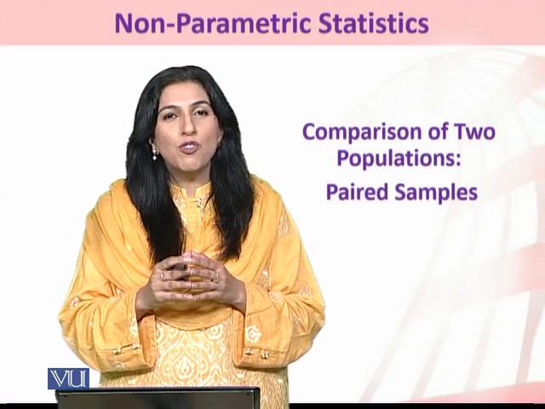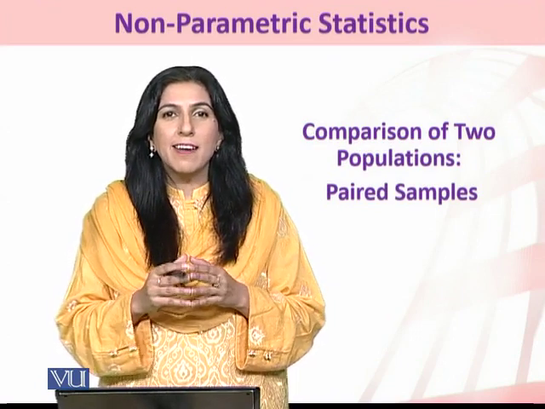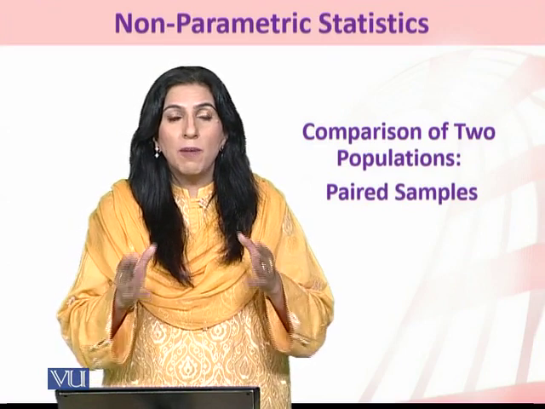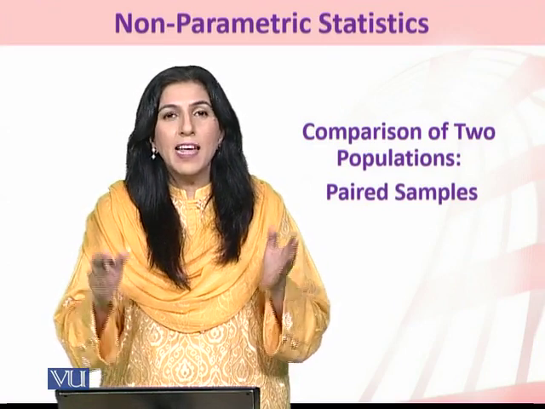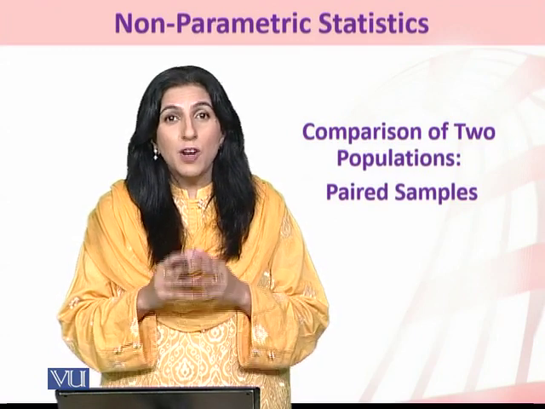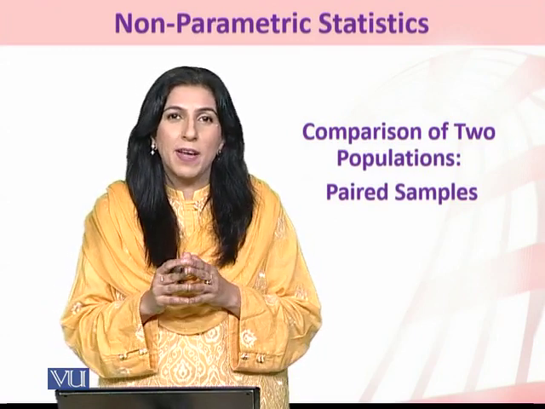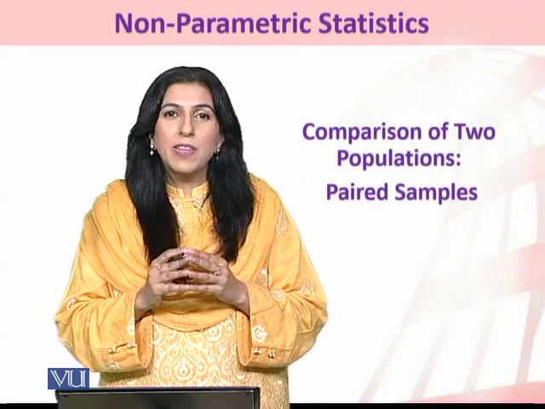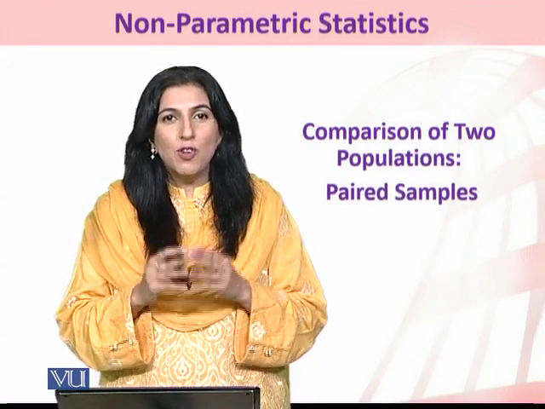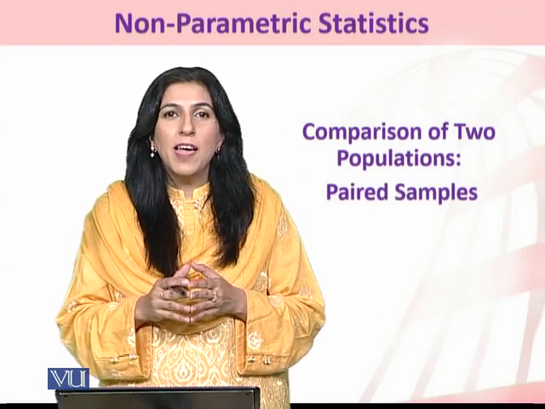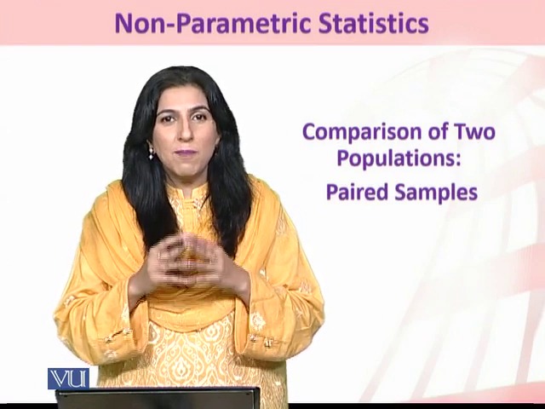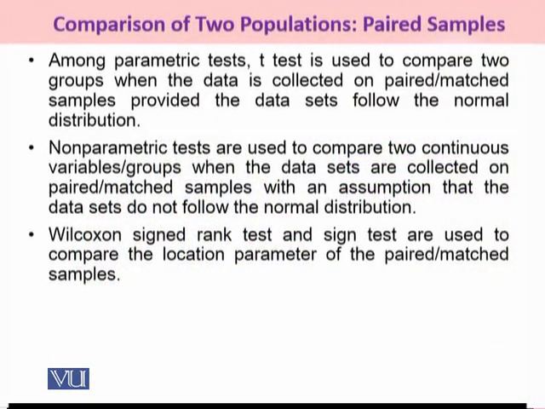But the problem with most real-life phenomena is that they may not be normal in nature. That means sample 1 may not follow the normal distribution, which is the mandatory requirement for the t-test for paired samples. So in order to tackle this problem, we can make use of the non-parametric test. Among the parametric tests, the t-test is used to compare two groups when the data is collected on paired or matching samples.